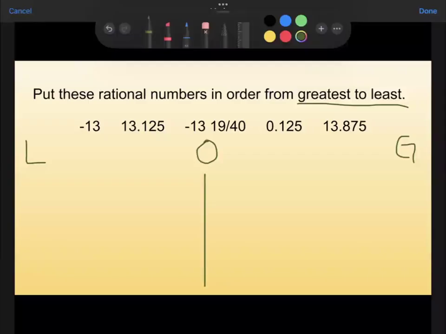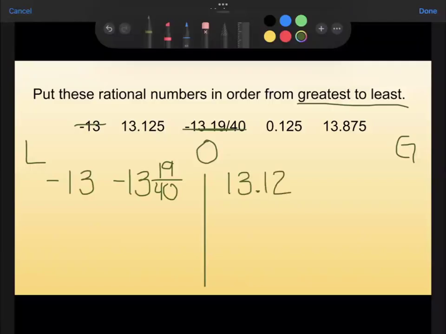So negative 13 would be on the negative side, and so would negative 13 and 19 over 40. So those are my two negatives. I'm going to cross them off so I know I've dealt with them. On the positive side, I have 13.125. I have 0.125. And then I have 13.875. Those are my positive numbers. Okay, let's deal with the negatives first.